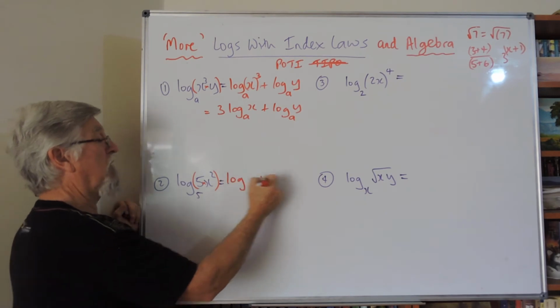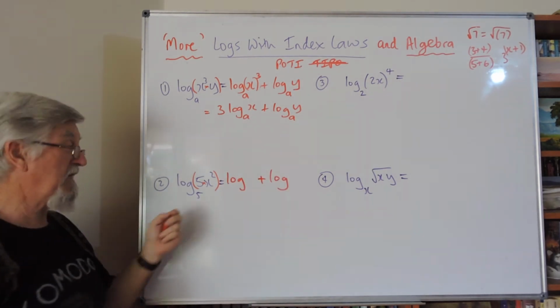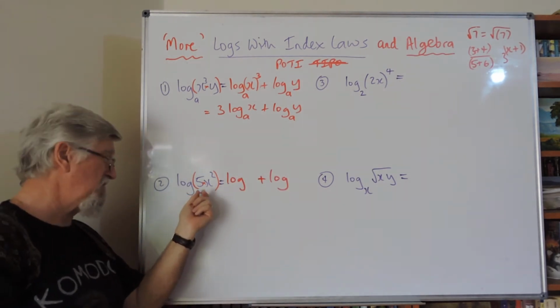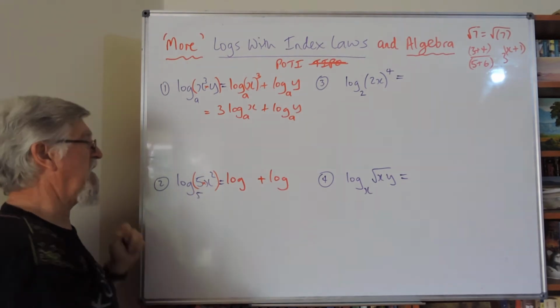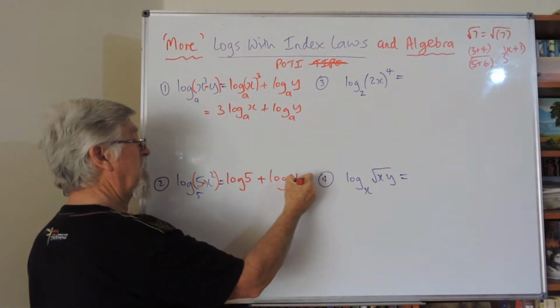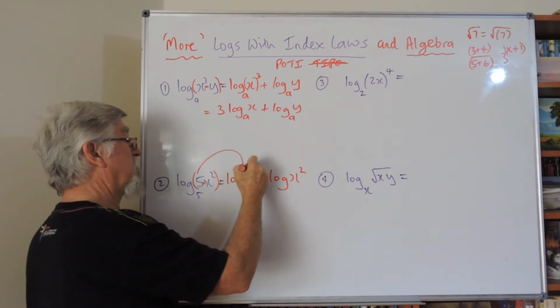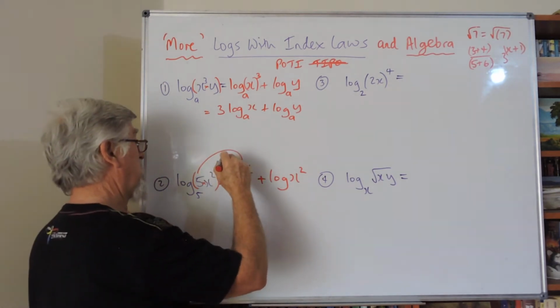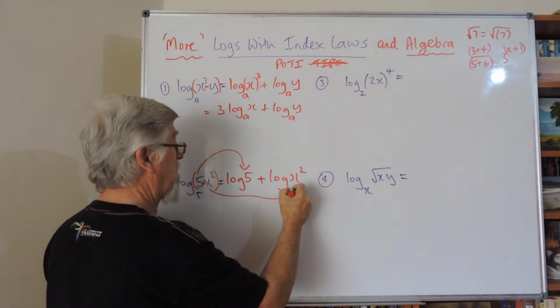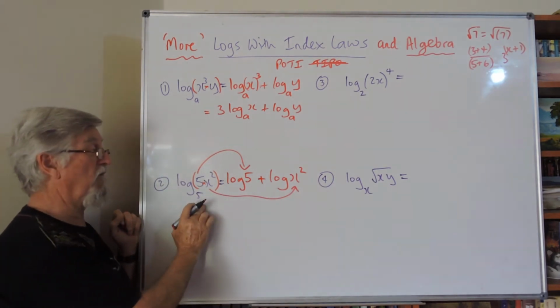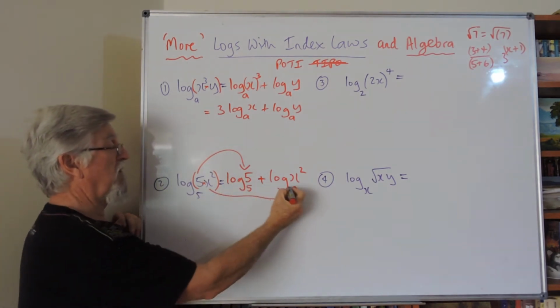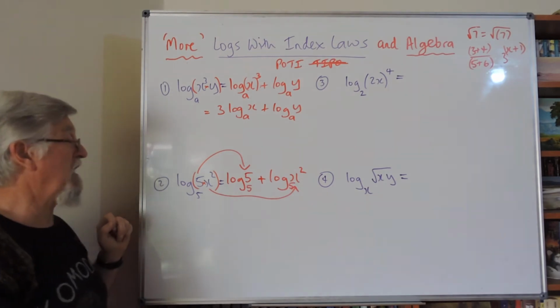I'm going to have the log, I'm going to have the log. And this has 2, I always want to call them sections. It's got a 5 and it's got an x squared. So the 5 goes onto the first one and the x squared goes onto the second one. We started with a base of 5, so we still have a base of 5. So the bases stay the same.